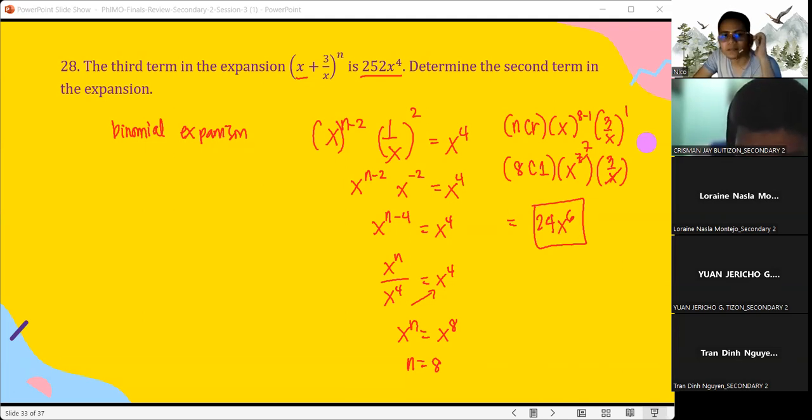It's a bit complicated, but if you just practice a lot in this one, you'll be able to solve this, no? So don't worry, you can practice naman.